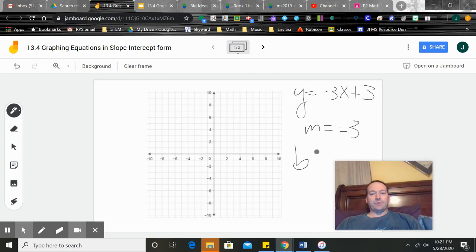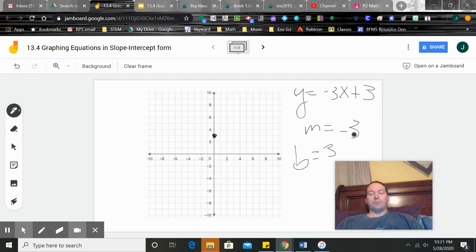And our y-intercept, which is 3. Okay? So we first start by plotting our point at the y-intercept. So the y-intercept is 3. Right there. Okay.